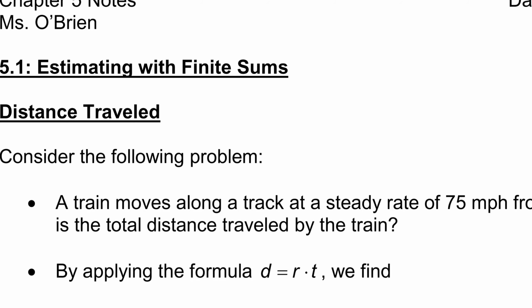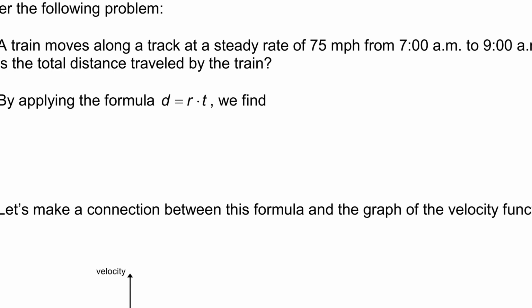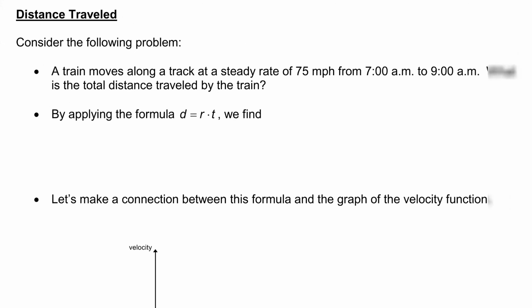Now, 5.1 is estimating with finite sums. So let's think of distance traveled. Throw back to physics. Consider the following problem. A train moves along a track at a steady rate of 75 miles per hour. So it's not changing, right? It's just chugging along, constant velocity. We're not accelerating, not speeding up, slowing down, no brakes, just going 75 miles per hour from 7 a.m. to 9 a.m. Pretty cool. What is the total distance traveled by the train?